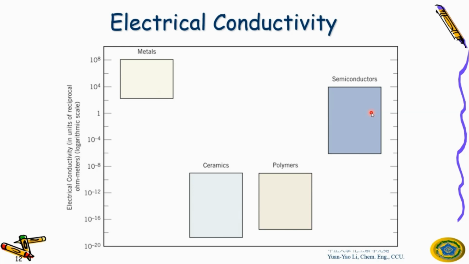Okay, so for electrical conductivity, the first one is metal, which is a very good conductor. And between the insulators, which are ceramics and polymer, there is the semiconductor. As I told you, this is a very popular field of study in Taiwan now.